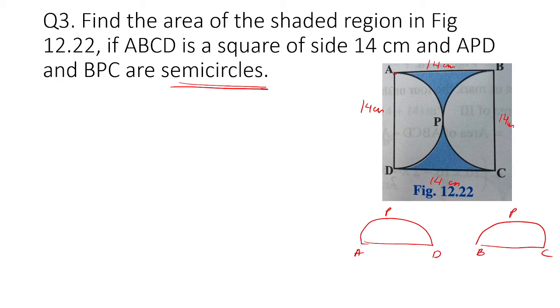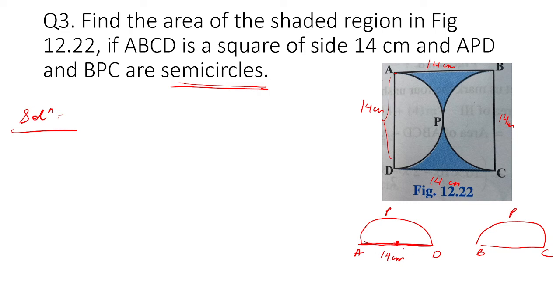Now what is AD? AD is given as 14 centimeter. Clear? So what is AD again? In a semicircle, what would AD be? So solution, you start with this. AD is equal to 14 centimeter, but in a semicircle or any circle there is a radius, yes or not? Yes? Clear?